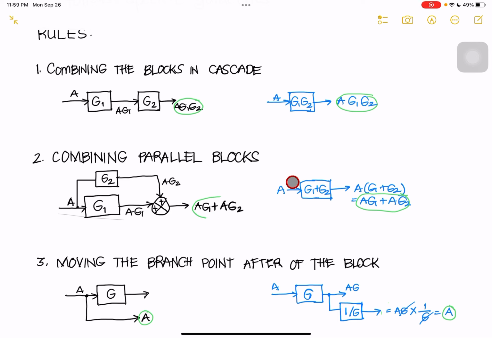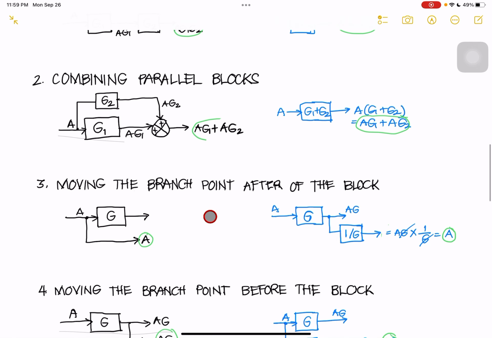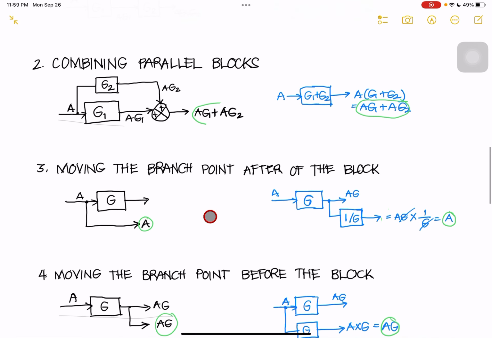What happens? If we simplify it, or reduce blocks G1 and G2 into one block, it becomes G1 plus G2, right? So the output is A times G1 plus G2, which is the same as this. Okay? Next rule: moving the branch point after the block.